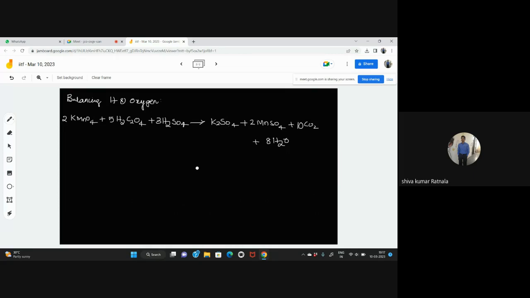Now see, all the atoms should be balanced. See, Nana, balanced or not? Sir, carbon is now balanced, sir. Yes, carbon is now balanced. Okay.